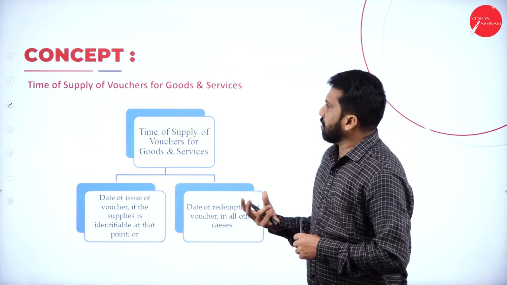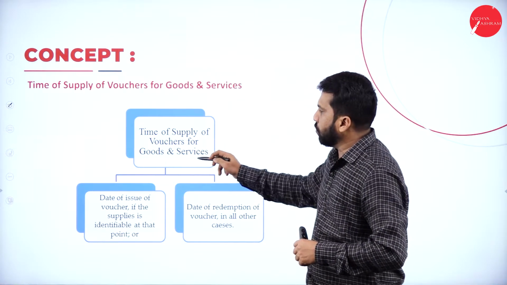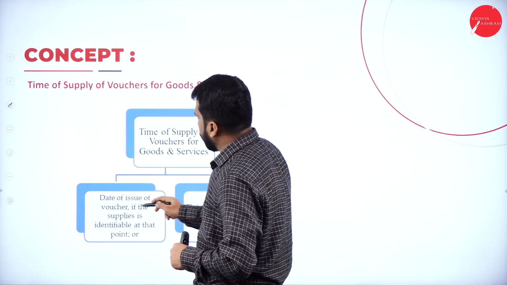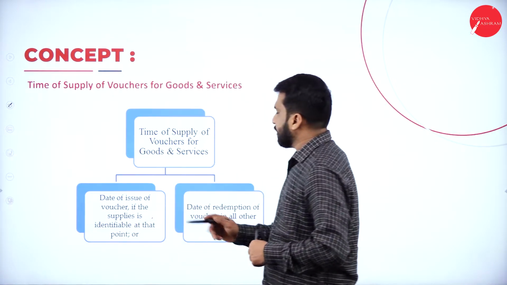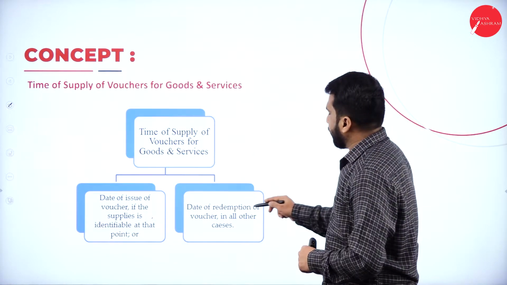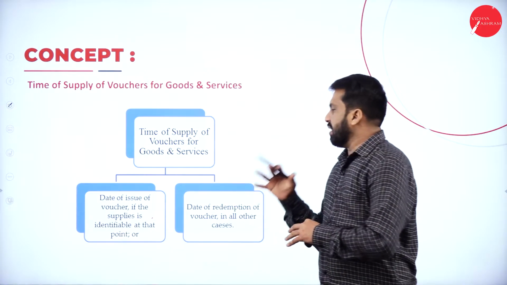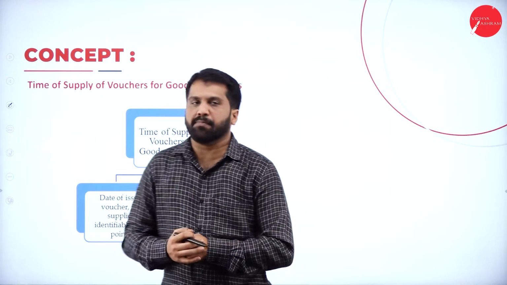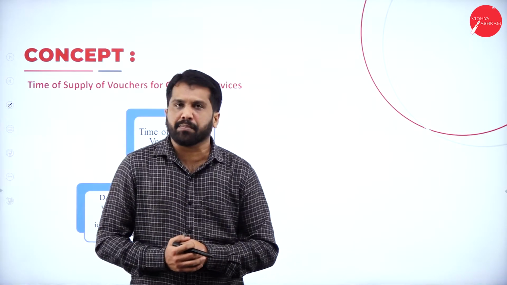Now, so what is a voucher actually? Before that, time of supply of vouchers for goods and services. In this, the date of issue of voucher if the supplies are identical at that point. Date of redemption of voucher in all other cases. So these are the things we have in this time of supply. Now, we'll go with an example so that you will understand better.